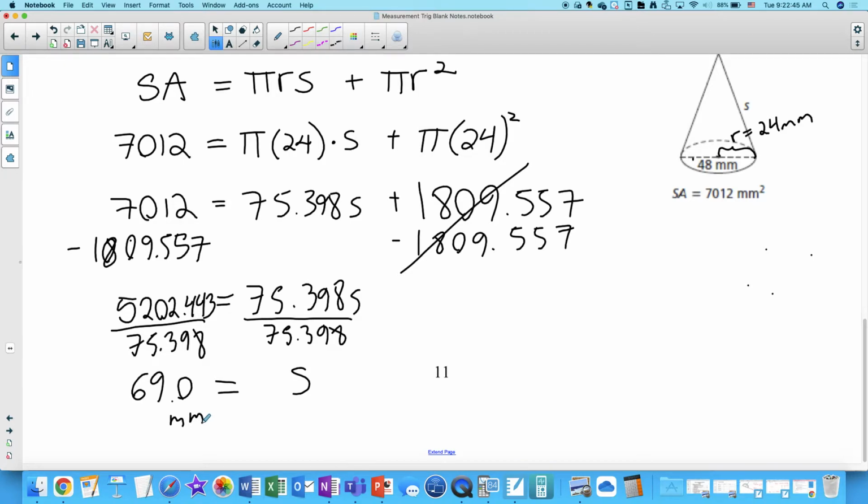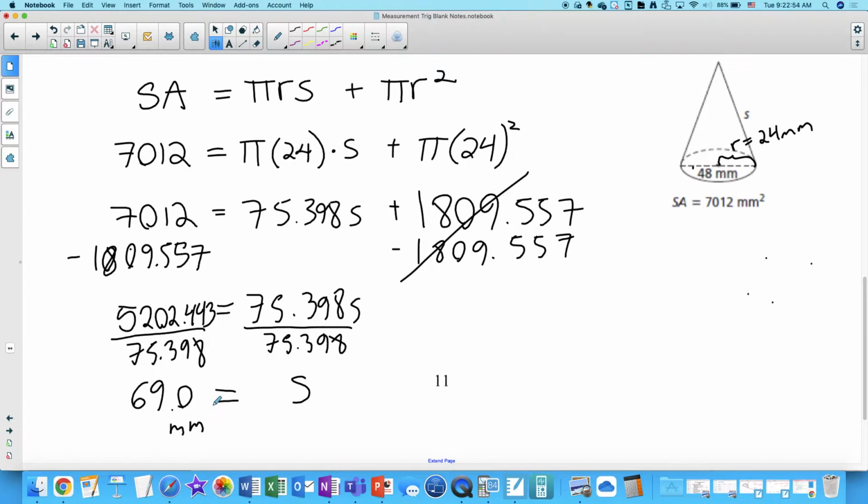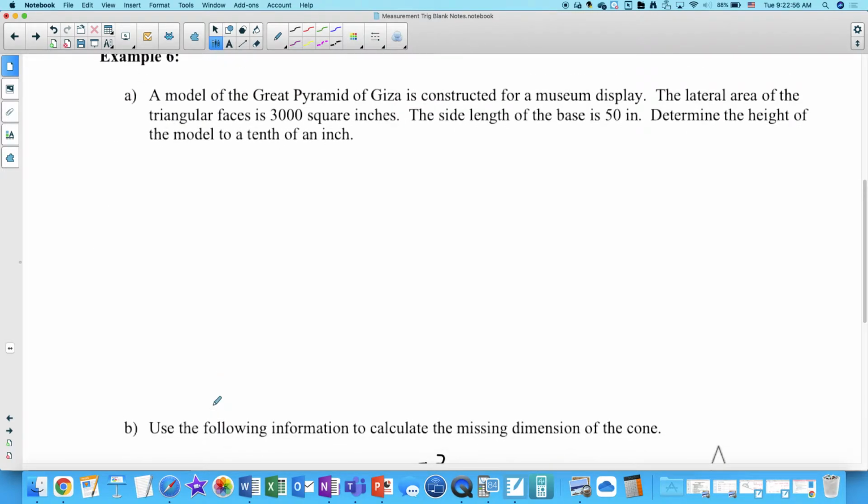I do want to track back to this first one because this one involves a little more work. A model of the Great Pyramid of Giza is constructed for a museum display. The lateral area of the triangular faces is 3,000 square inches. The side length of the base is 50 inches. Determine the height of the model to the nearest tenth of an inch.